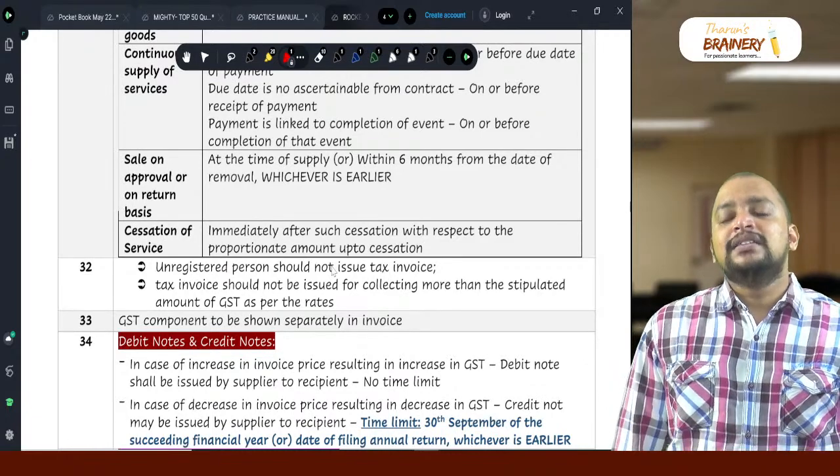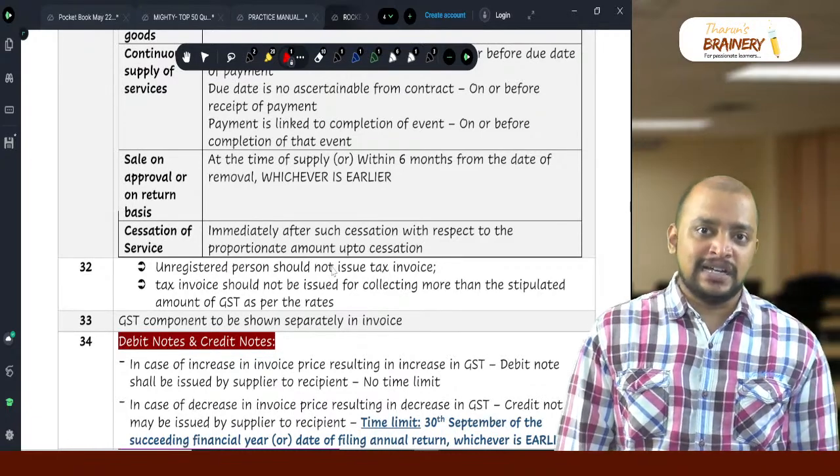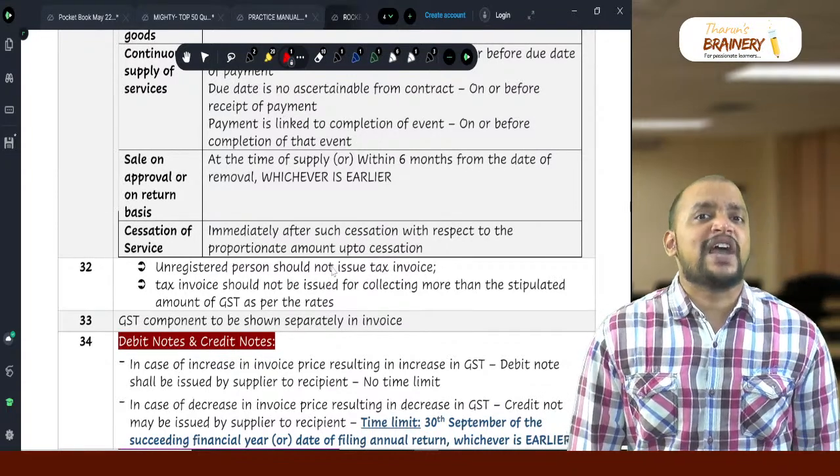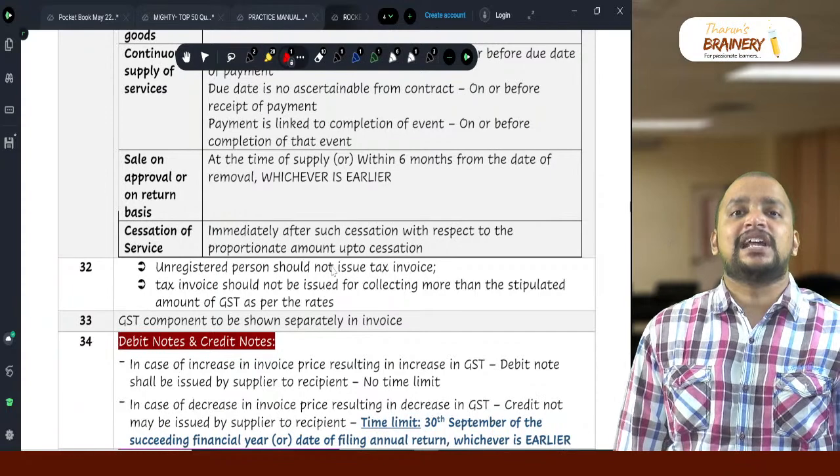But there is a 6 months time that is added here. So you need to accept within 6 months. If you accept within 6 months, the date of acceptance is the date of supply and on that date I will raise the invoice.